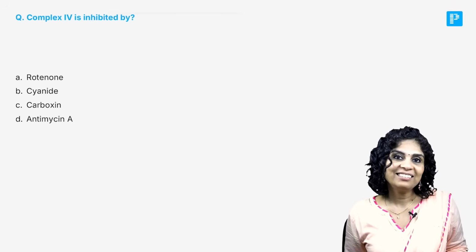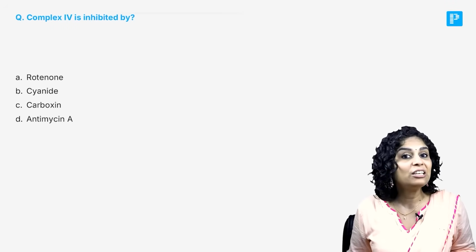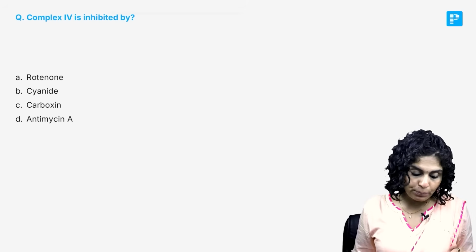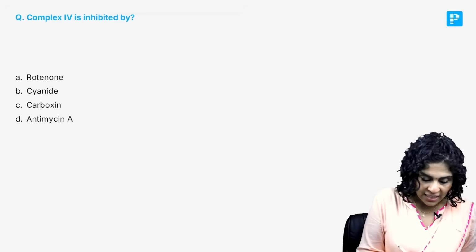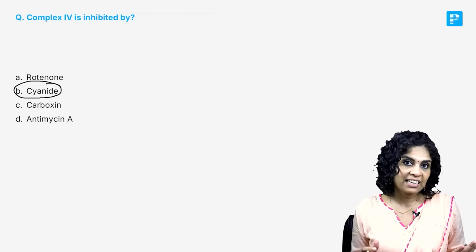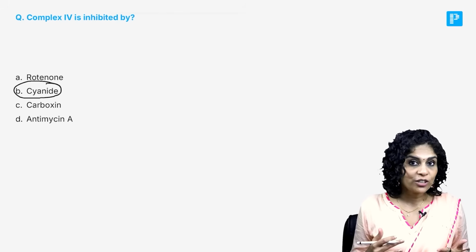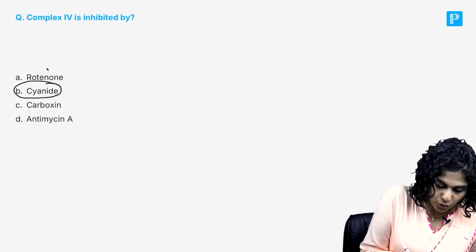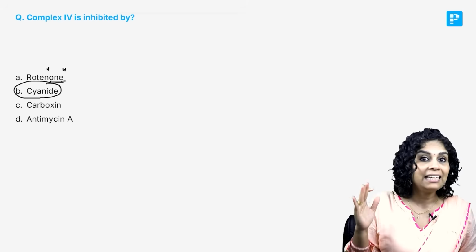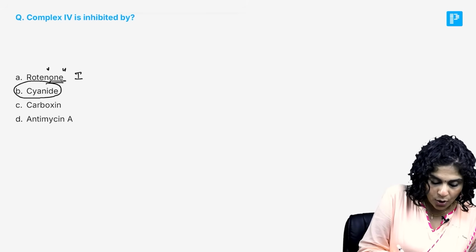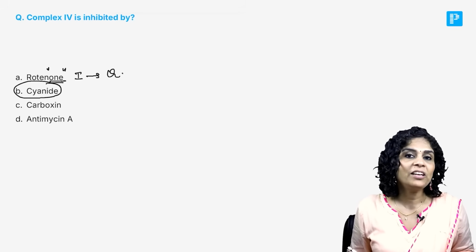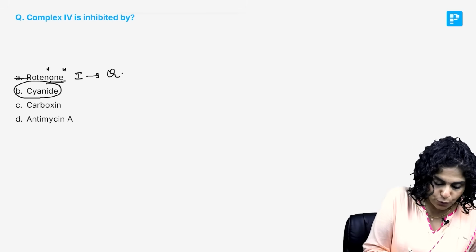The next question is about electron transport chain inhibitors. This topic is being repeatedly asked. The question is, complex 4 is inhibited by. The answer is choice B, cyanide. How about other choices? Look at choice A, rotenone. Rotenone has got 1 in it, and it inhibits electron transport between complex 1 and Q, not complex 4.